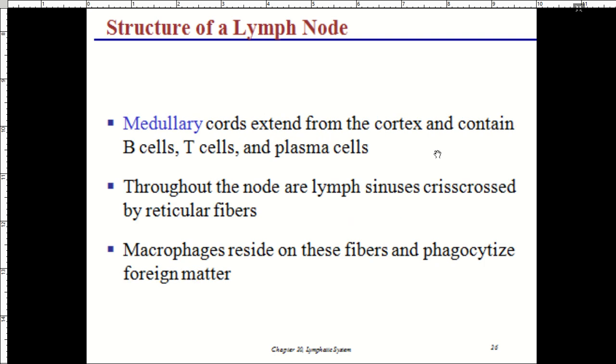What about the medulla? So the medulla is going to have medullary cords and medullary sinuses. Medullary cords is going to have cells.